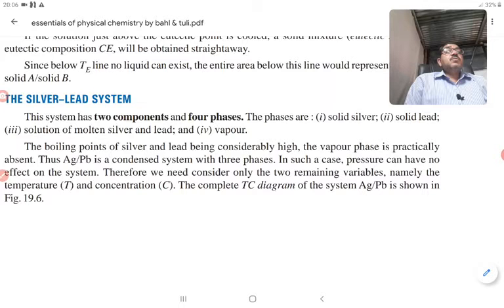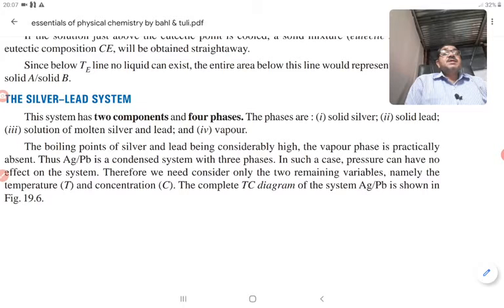Here we are going to learn the two component system, an example of which is the silver lead system. This system has two components and four phases. The phases are solid silver, solid lead, solutions of molten silver and lead, and vapor. The boiling points of silver and lead being considerably high, the vapor phase is practically absent.